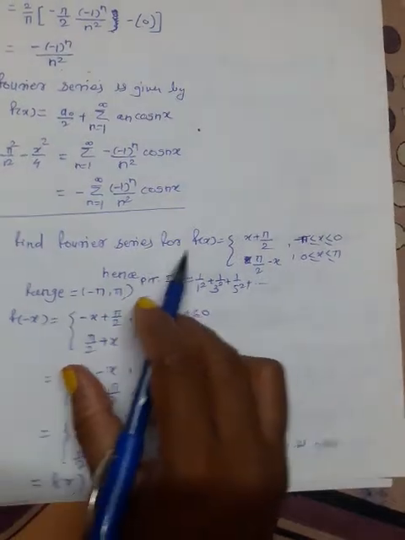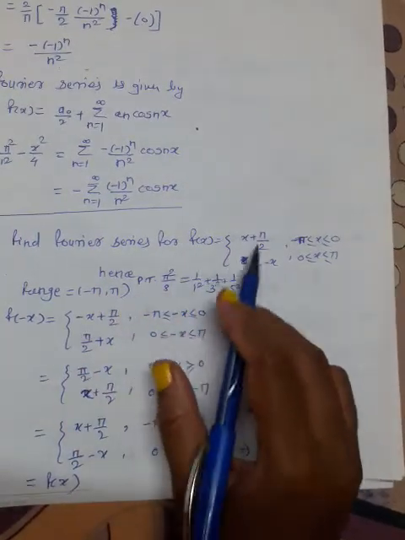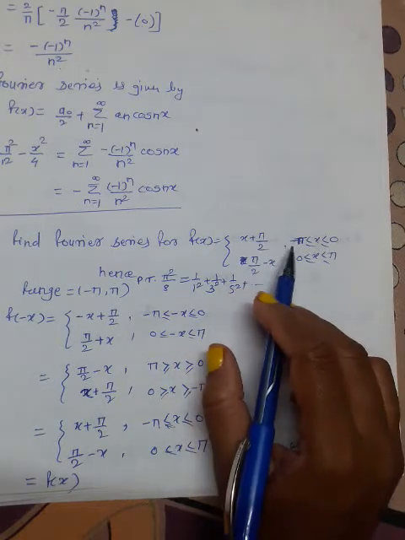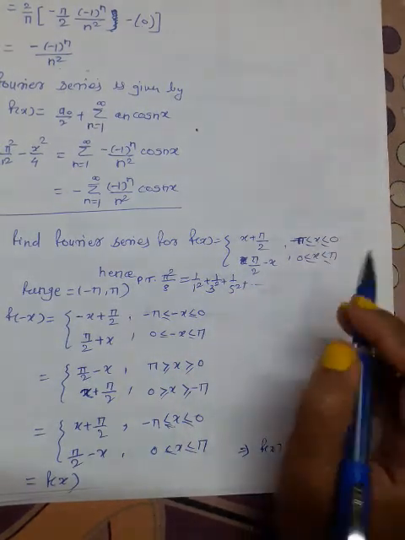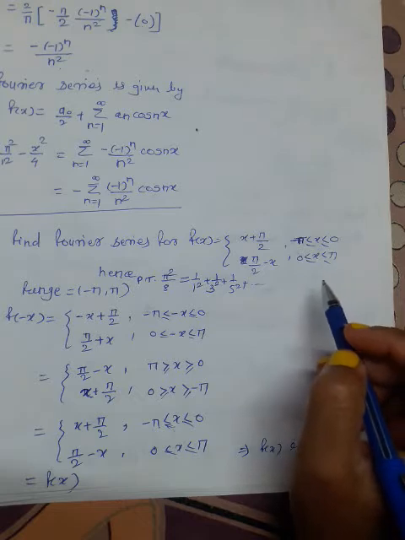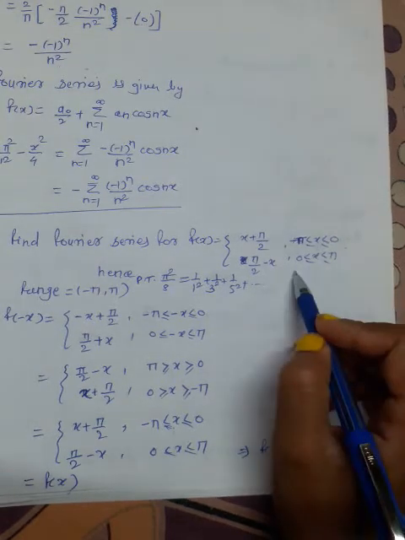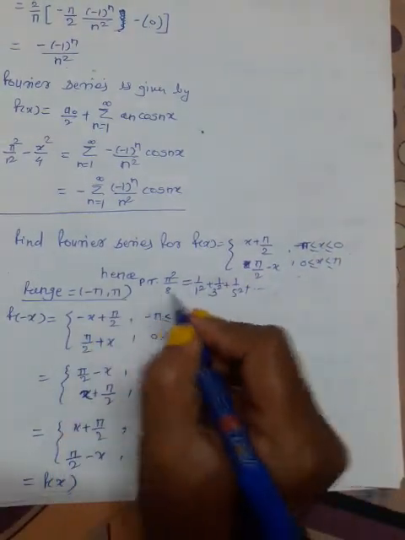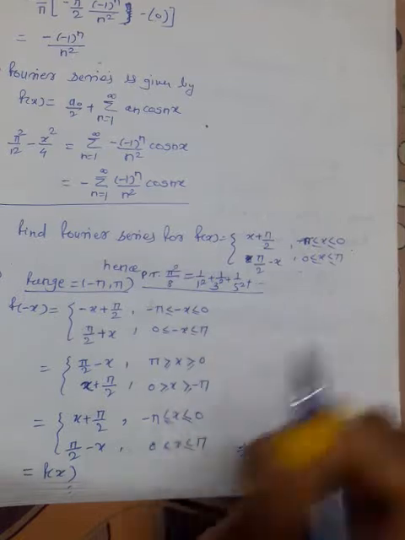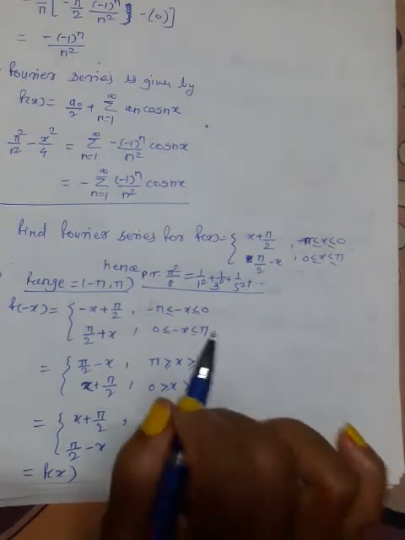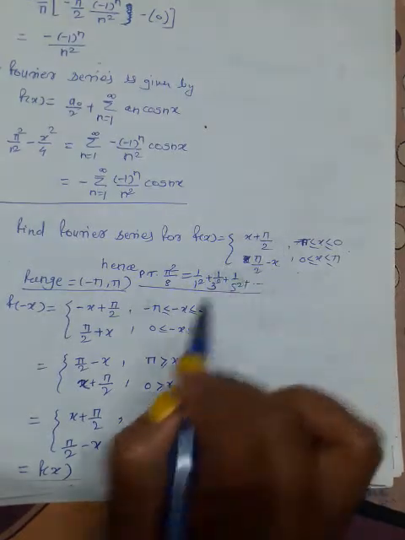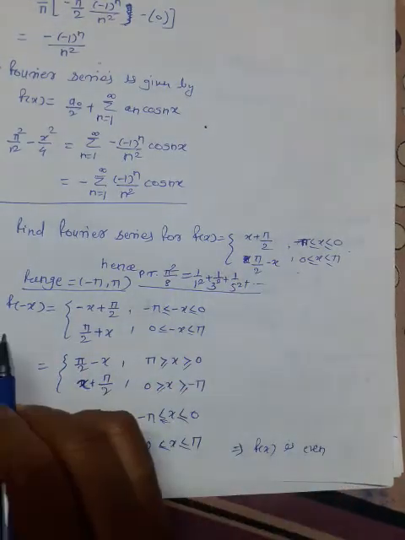Find the Fourier series for the function. The function is given in interval format: x plus pi by 2 in one piece, pi by 2 minus x in the other. The interval minus pi to pi is divided into 2 parts, minus pi to 0 and 0 to pi. Now the range is the same, minus pi to pi, and we have to prove the sub-question. First let us see how to prove whether the function is even or odd when it is given in interval format. The method is different.